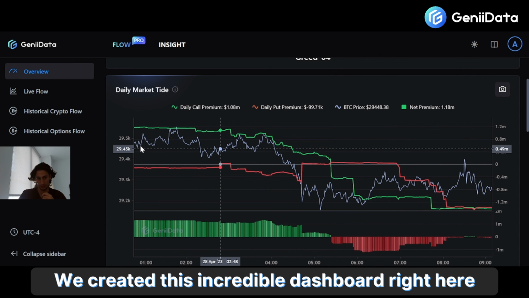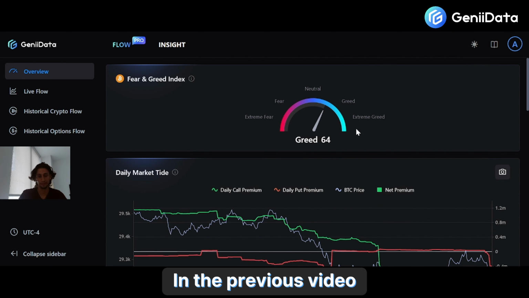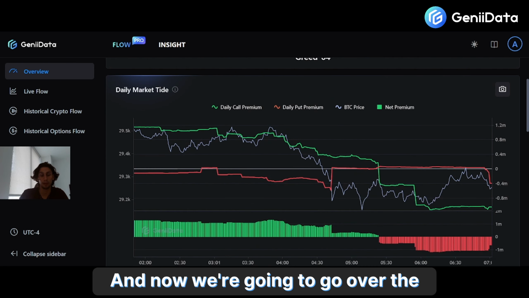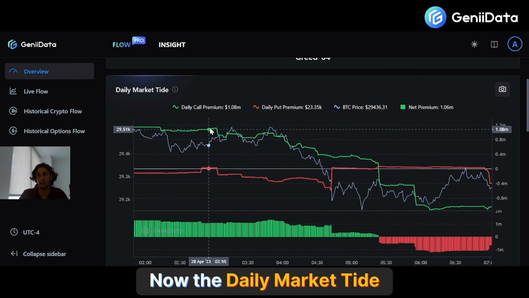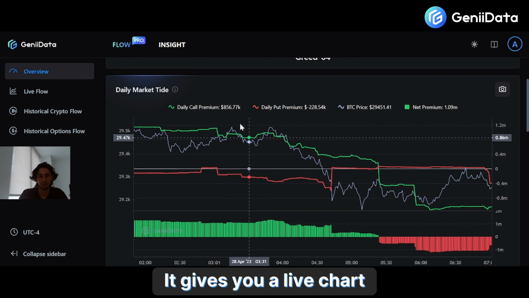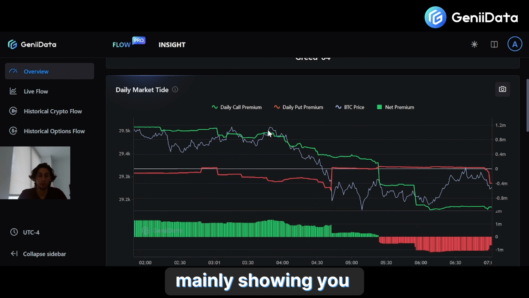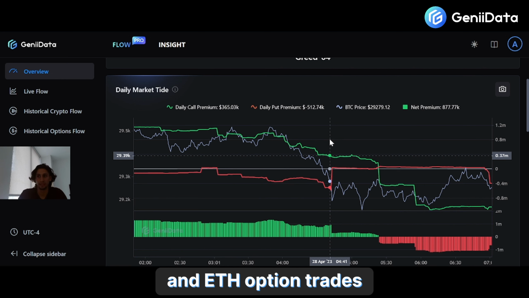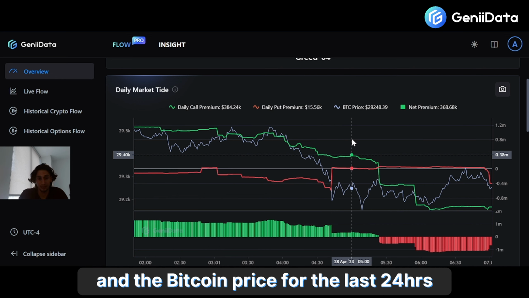And we created this incredible dashboard right here. In the previous video, we went over the fear and greed index, a kind of short summary of what it is. And now we're going to go over the daily market tide. Now, the daily market tide gives you a live chart mainly showing you the cumulative premium of Bitcoin and ETH option trades and the Bitcoin price for the last 24 hours.